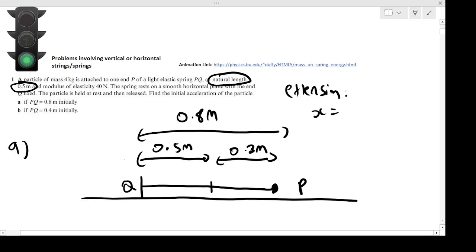So my extension x is going to be 0.3. Hopefully happy with that. It's a stretch because the string has increased in length from the natural length.